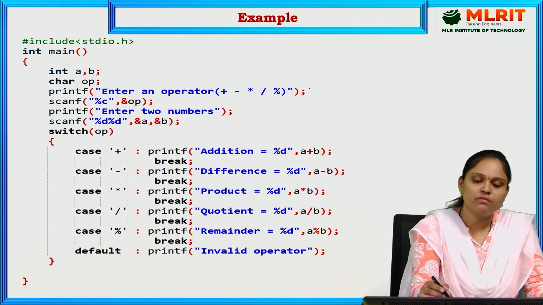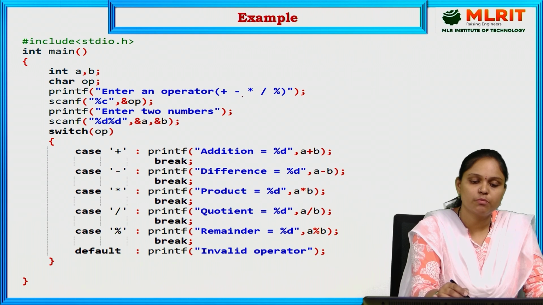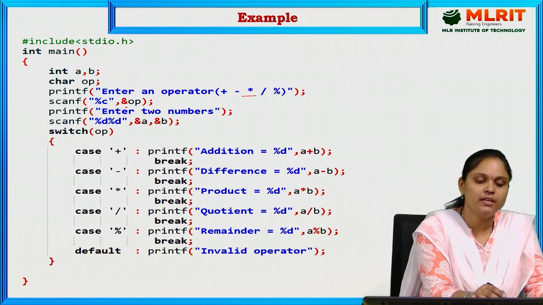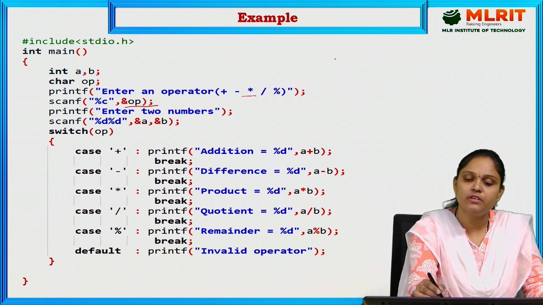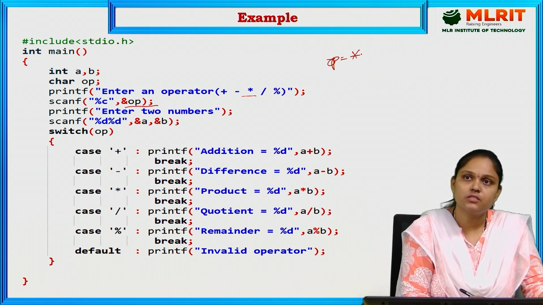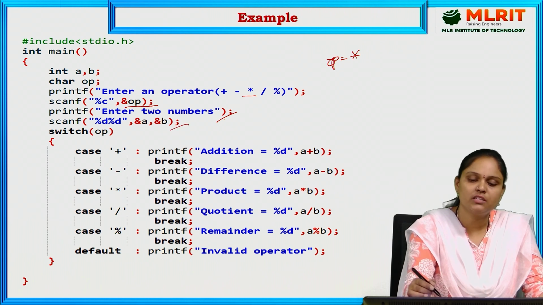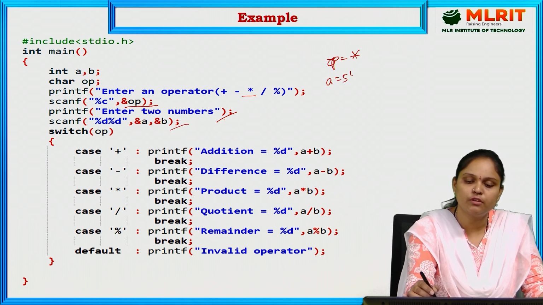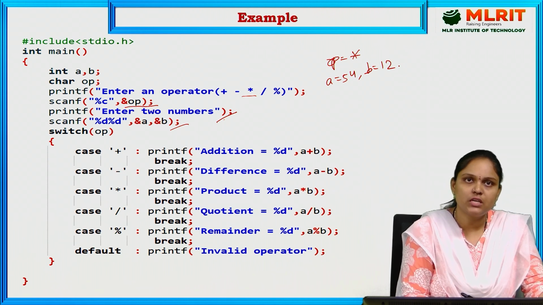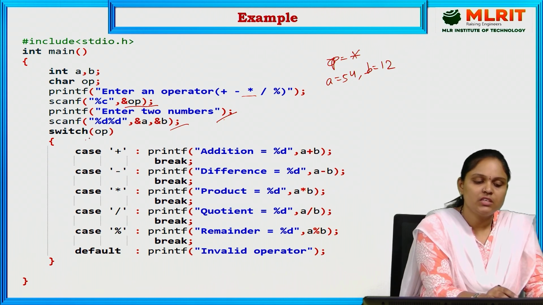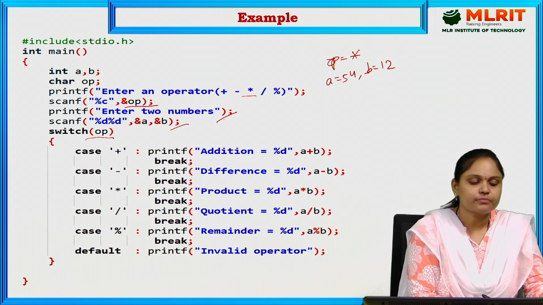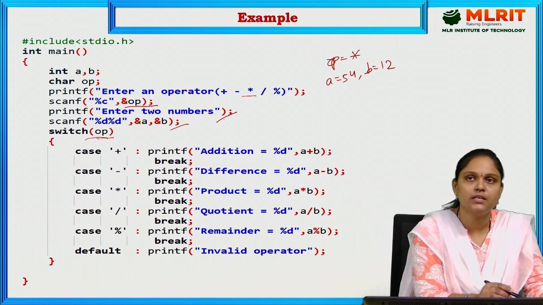The operator that we have entered is read by using this scanf statement, and we are storing it at the address of op. So the op value we have is a star. Then next we are giving the numbers. We are asked to enter 2 numbers, and we are giving a equals 54 and b equals 12. These 2 numbers are read by using the scanf statement. And next we have the switch. In this switch, inside the brackets, we have given the variable op.